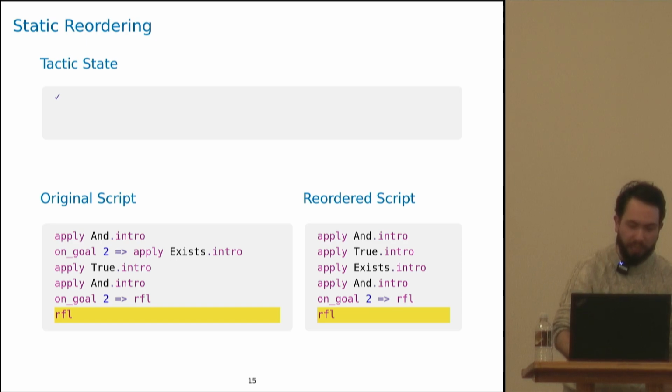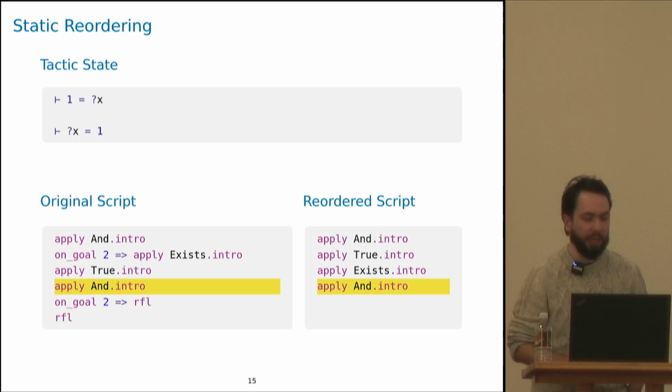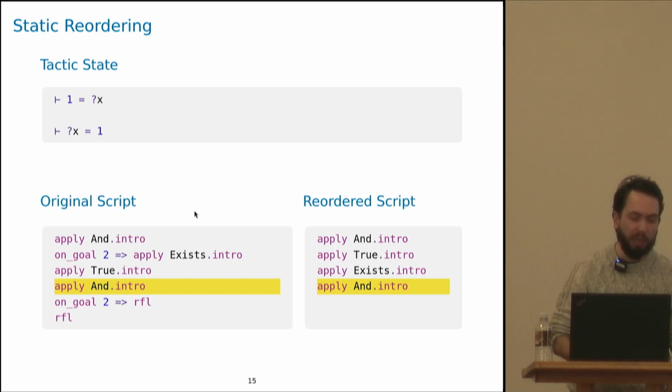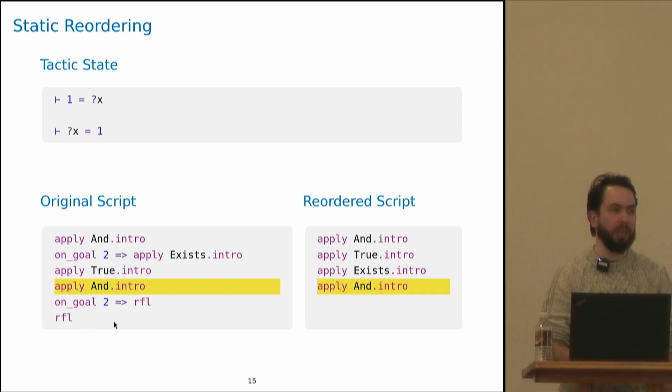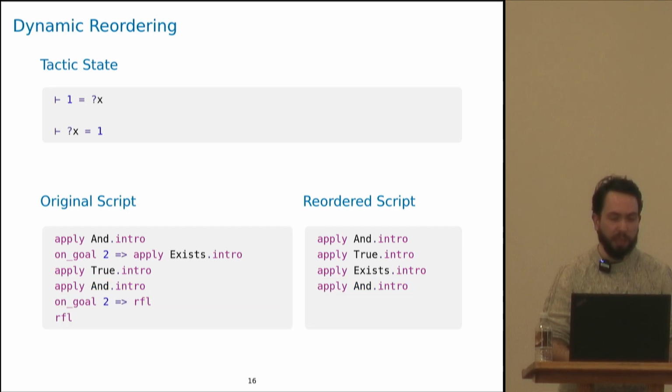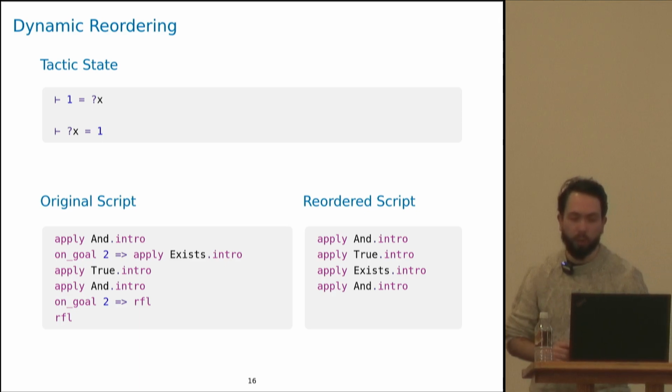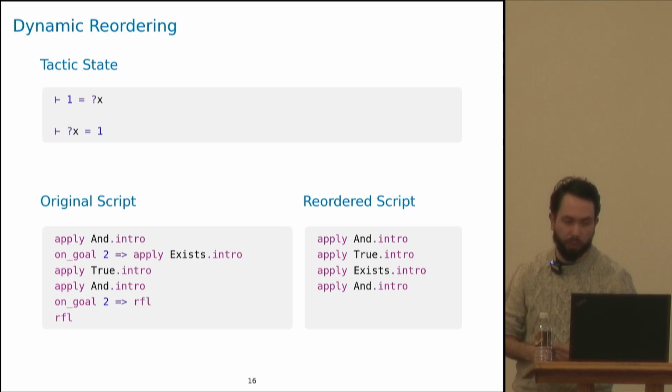However, you might have noticed that in this case, if we go back to this state, it would have actually been fine to reorder the remaining two tactics as well, right? Because we just run refl on both goals, and it doesn't matter in which order we do that. And that's precisely the idea behind the other approach to reordering, which I call dynamic reordering.